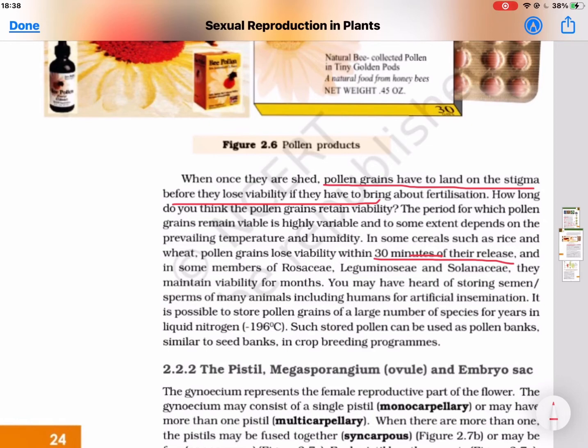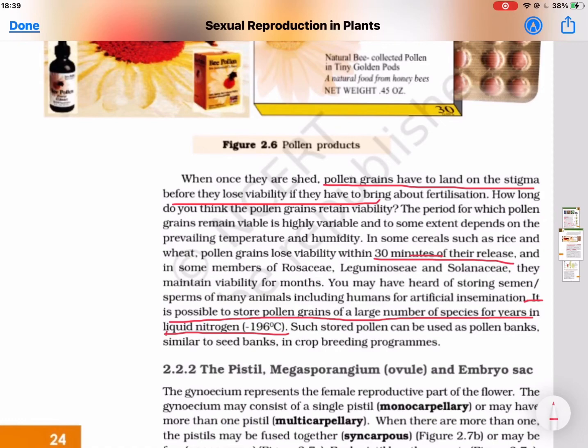You may have heard of stories of storing semen, sperm of many animals including humans for artificial insemination. It is possible to store pollen grains of a large number of species for years in liquid nitrogen. Important question, how pollen grains can be stored? So they can be stored in liquid nitrogen at a temperature of minus 196 degrees centigrade. Such stored pollen can be used as pollen banks, similar to seed banks, in crop breeding programs.